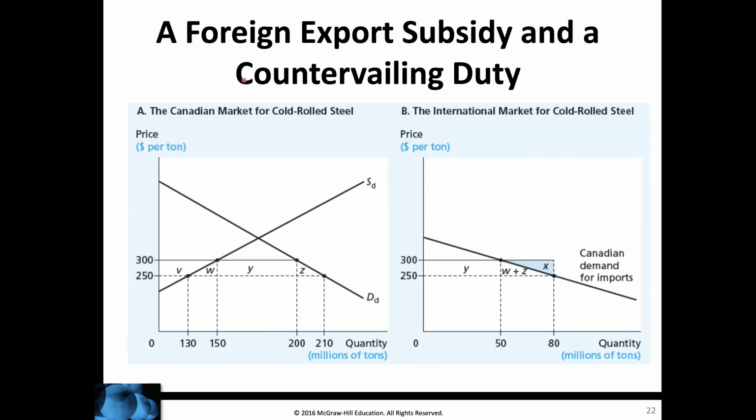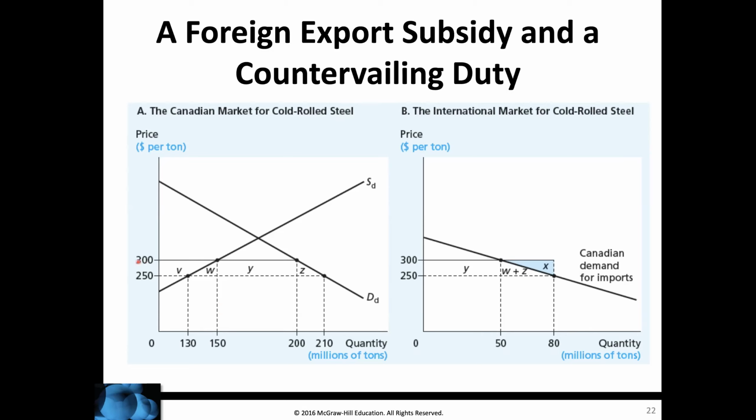And here we can see this in graphic form. This is figure 11.6 in your book. We've got a foreign export subsidy and a countervailing duty. So the diagram shows the effect of a Brazilian export subsidy on steel to Canada and a Canadian countervailing duty on imports of subsidized steel exports from Brazil. An odd pattern results. Each policy in turn brings a net loss to the country adopting it, yet for the world as a whole, the Canadian countervailing duty undoes the harm done by the Brazilian export duty.